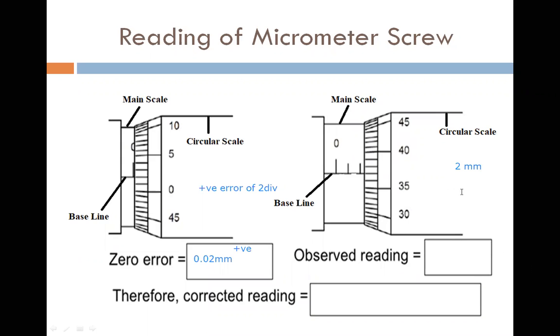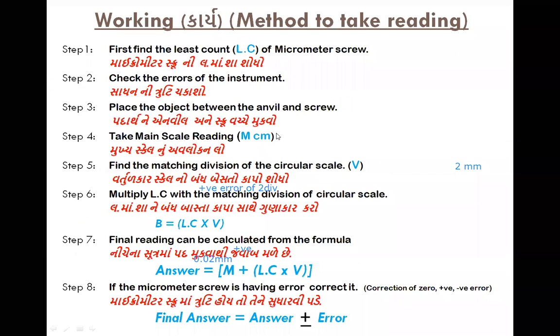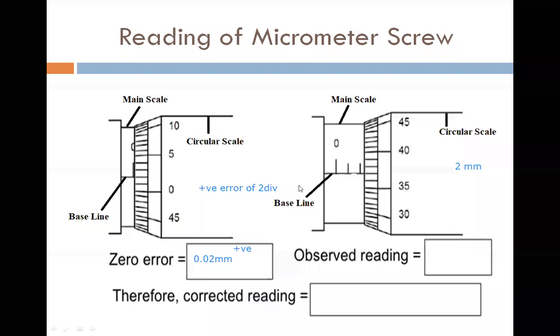Okay. What is the next step after taking the main scale reading? Find the matching division of the circular scale. Which division is matching with the baseline? See, just now before 7 minutes I said that baseline is very important in taking the reading. This is the function of a baseline. Which division of the circular scale matches with the baseline?